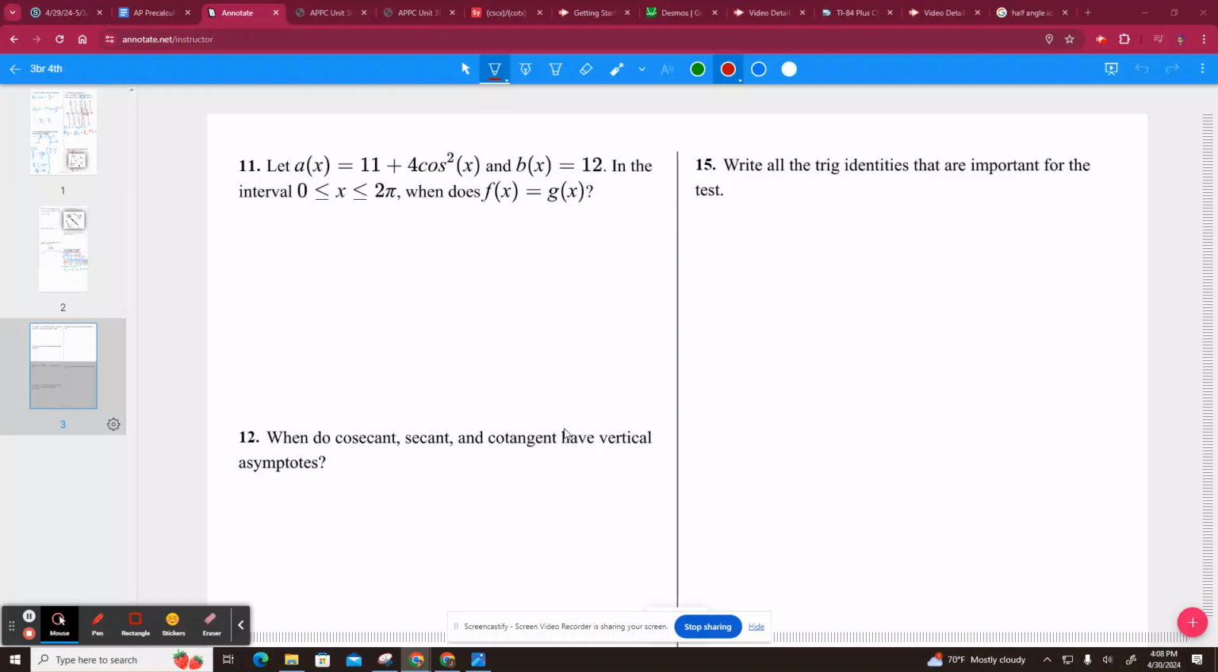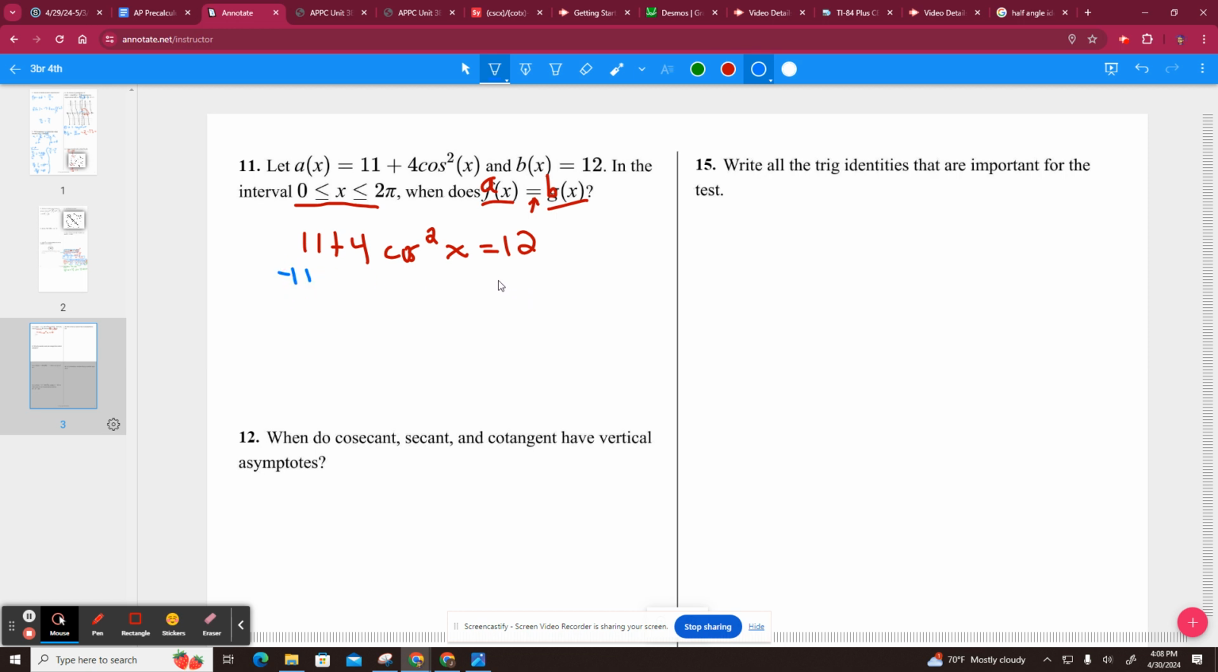So go ahead and starting on number 11, it says let a of x equal this and b of x equal this, and wants to know basically on the unit circle here, when does a of x equal b of x? So a of x is 11 plus 4 cosine squared x equals 12. So these are equal to each other because it says to right here, and then I just solve for the cosine values.